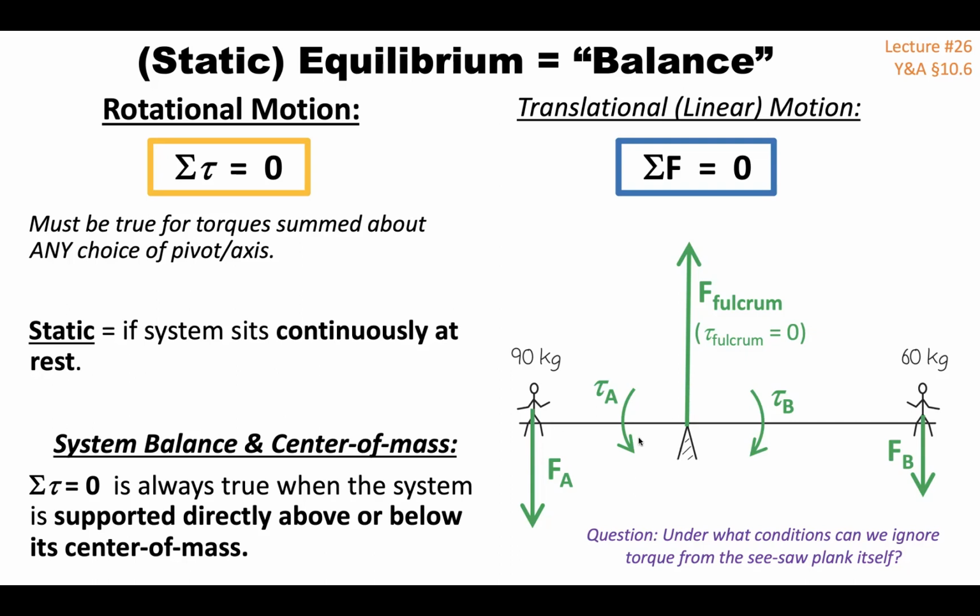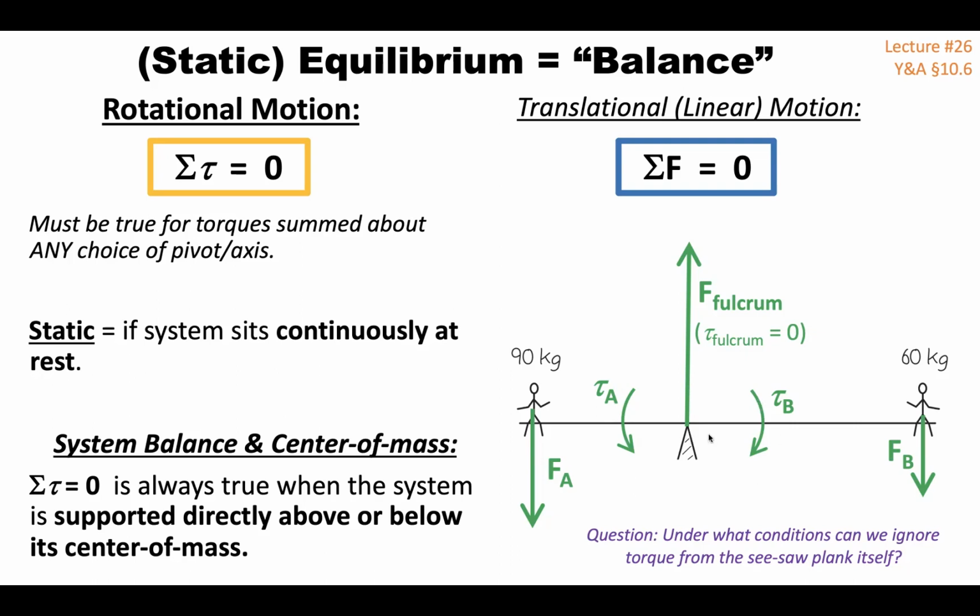As a side note, the sum of these torques about any pivot, suppose we choose the pivot to be here at the fulcrum, right? The sum of these torques will equal zero only if the fulcrum is positioned directly below the center of mass of the two people. So if the two people are the system of masses here, then only in the case where this fulcrum is positioned right below them will torque A minus torque B happen to sum to zero.